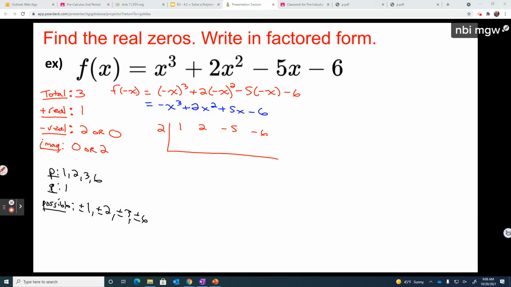Now we're just doing 2, so we're writing 2 because that's the 0. We're not doing the opposite of that. So this would be 1. All right, 2 times 1 is 2. Add those two together. 4. 2 times 4 is 8. Negative 5 plus 8 is 3. 2 times 3 is 6. 0. All right, so that's good.